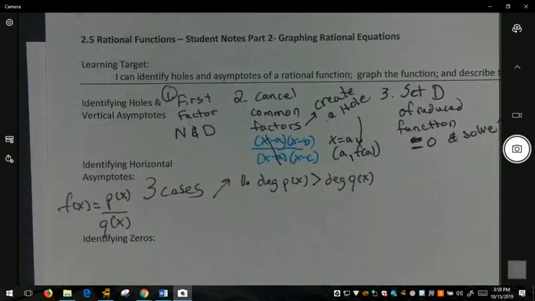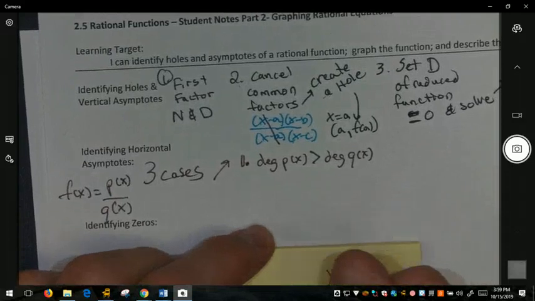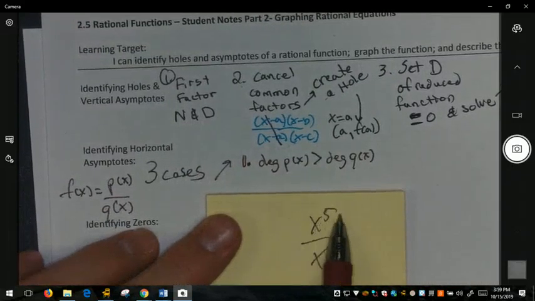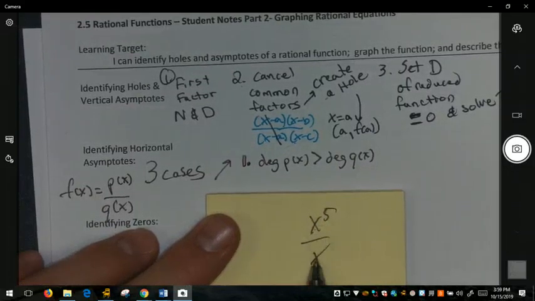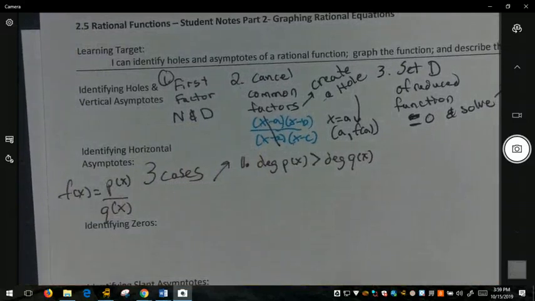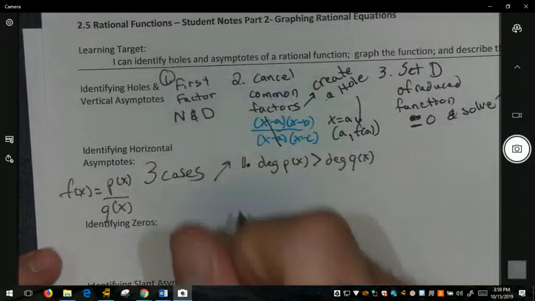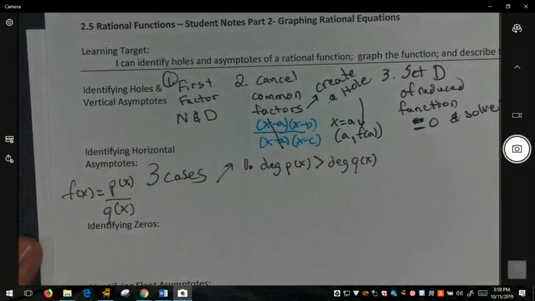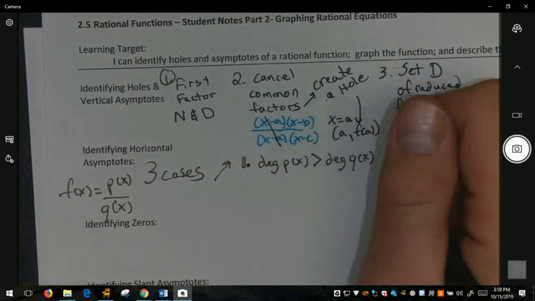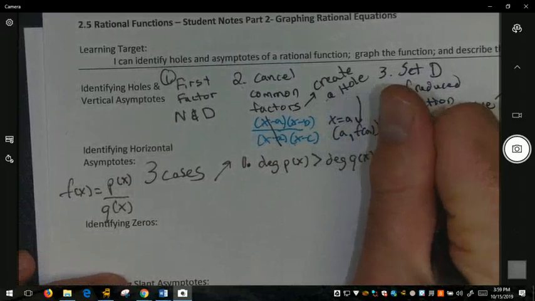So what we're saying is we have something like x to the 5th over x. Well, as I plug in 10, this is going to be substantially larger. As I plug in 100, this is going to be even larger. As I plug in 1,000, even larger, or a negative 1,000, even larger, but in a negative direction. In this case, we don't have to worry about the denominator ever becoming bigger or equal to the numerator. So we are going to have no horizontal asymptotes.